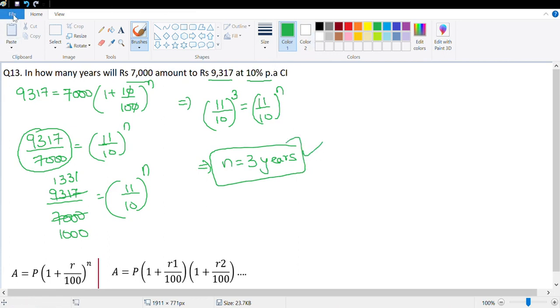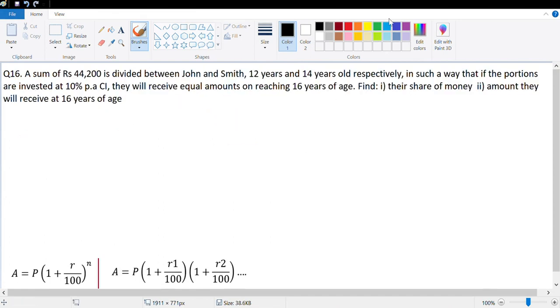The next one we do is question number 16. Question number 16 says, a sum of rupees 44,200 is to be divided between John and Smith, who are 12 years and 14 years old. It has to be divided in such a way that the portions are invested at 10% and they will receive equal amounts when they reach 16 years of age.